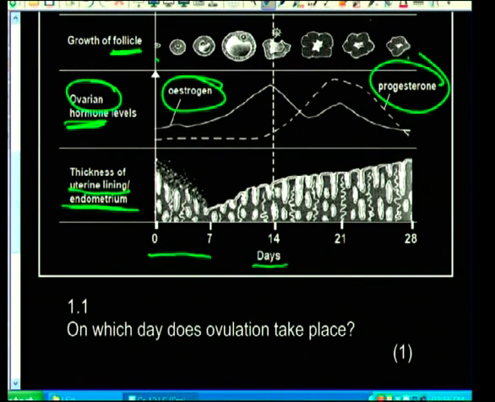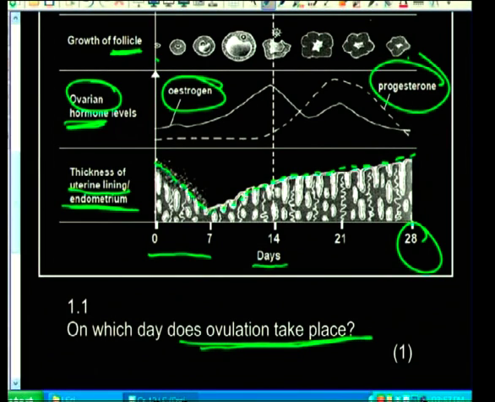Now watch what's happening here. 0 to 7 days, going that way. After 7 days, progressively going up that way, up to the 28th day. So that is now the understanding of the graph itself. Let's tackle the questions. The first one says, on which day does ovulation take place? On which day does ovulation take place?